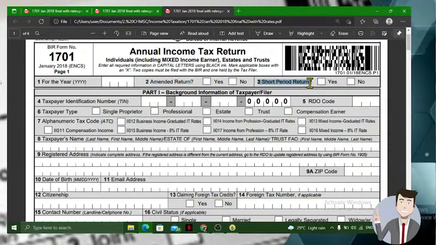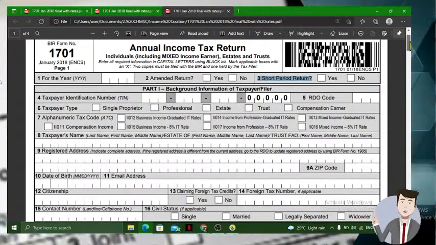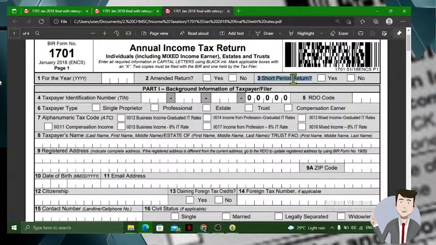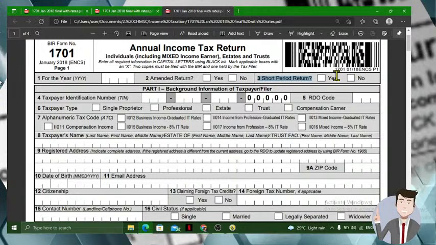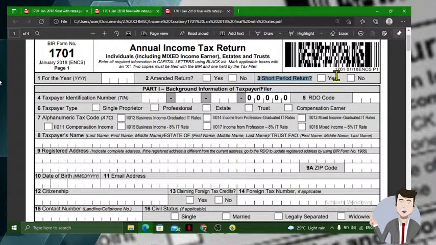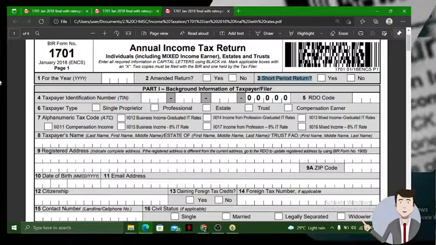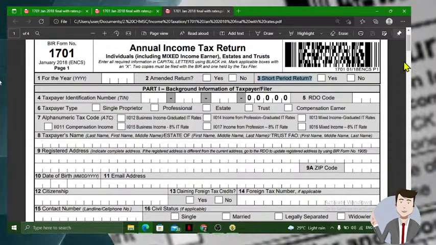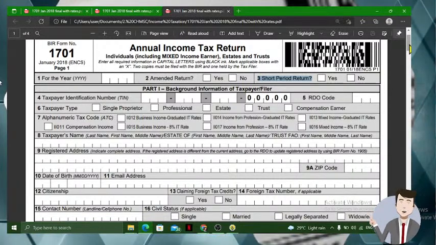Then third, the question is short period return. So obviously, if this is not the first BIR return or the last BIR return, you will mark the box no. When we say short period return, it is a return which covers less than a 12-month period. So the yes mark will only be applicable if the BIR return is only good for a period of less than 12 months.